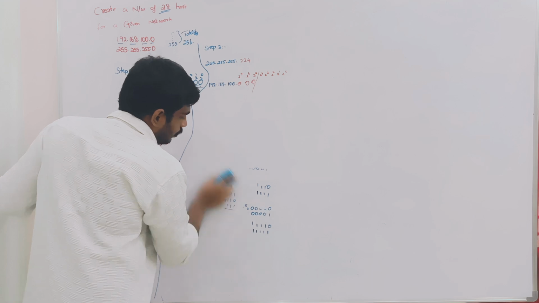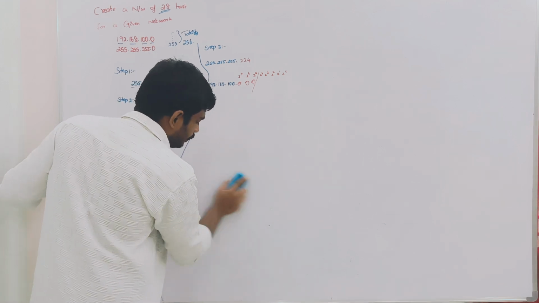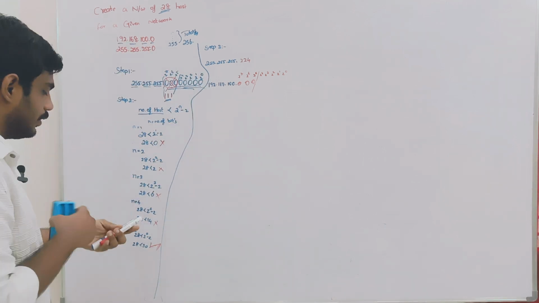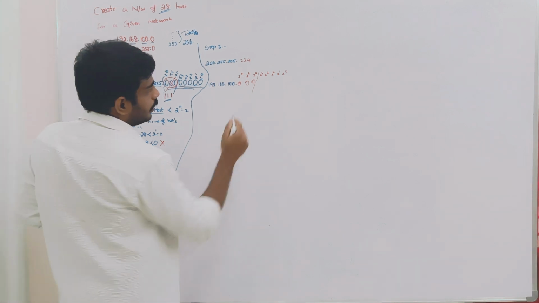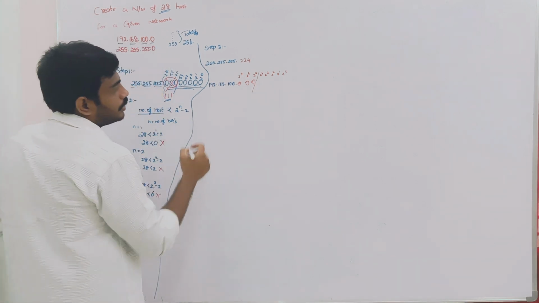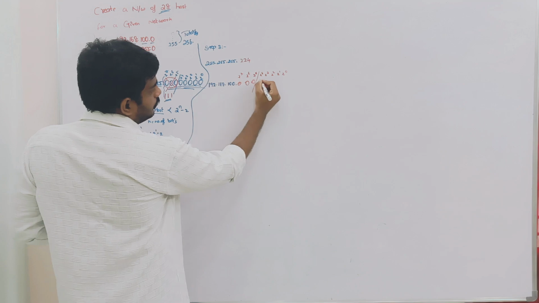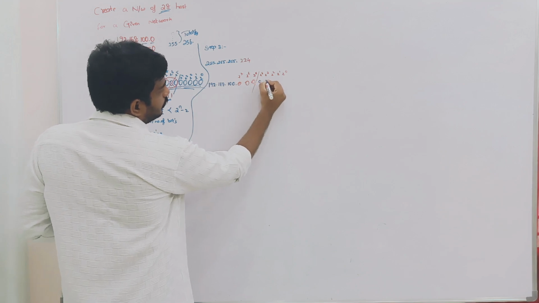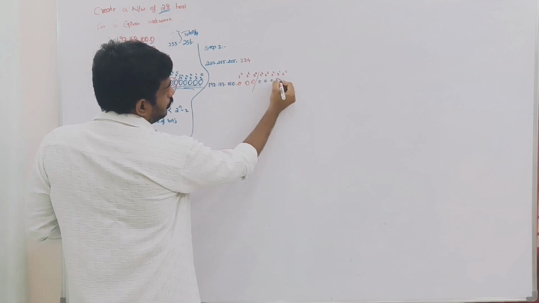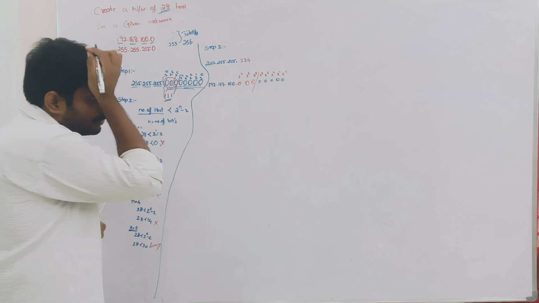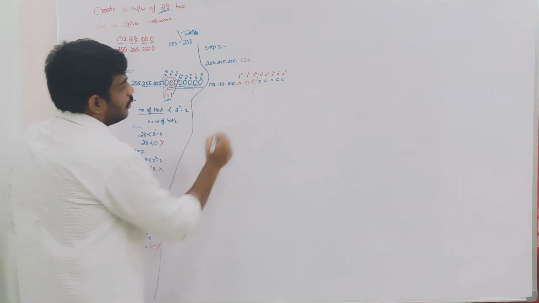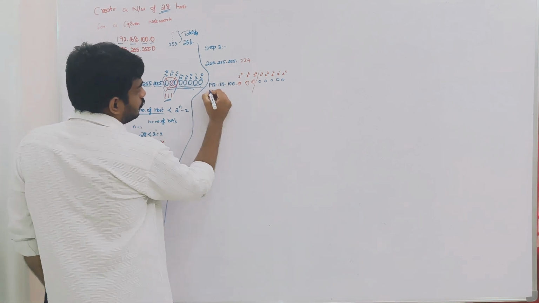Okay, now what we are trying to get, I will tell you. Now in this, we all know this is the network portion and this is the host portion. You make it 0. Now what will be the last one? What will be the first one?